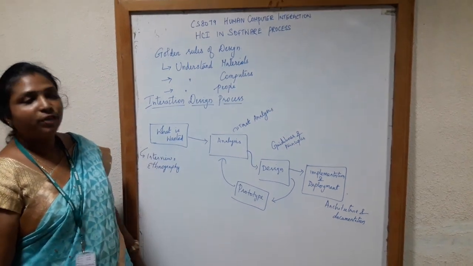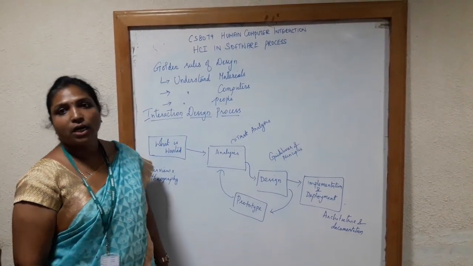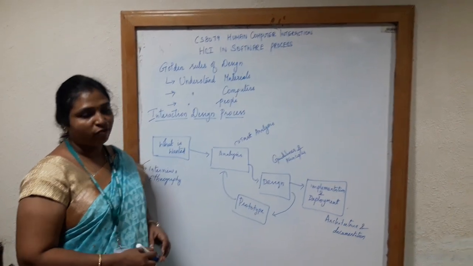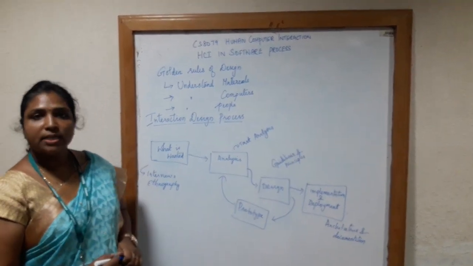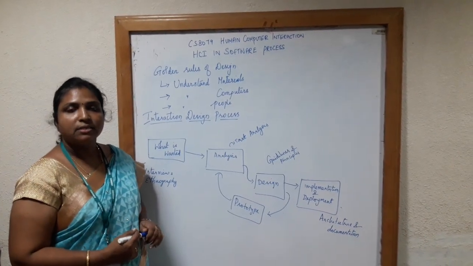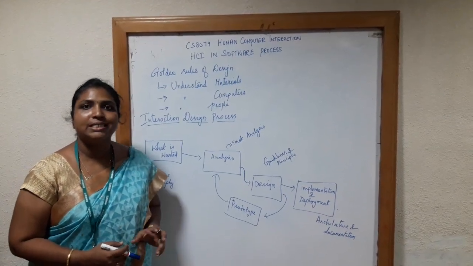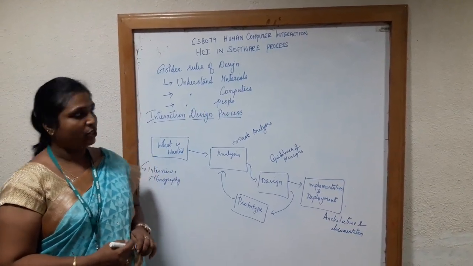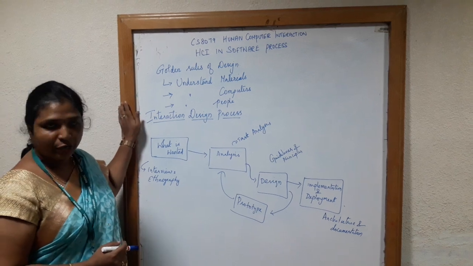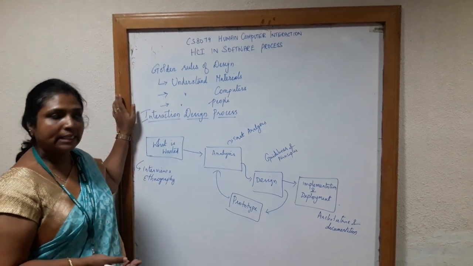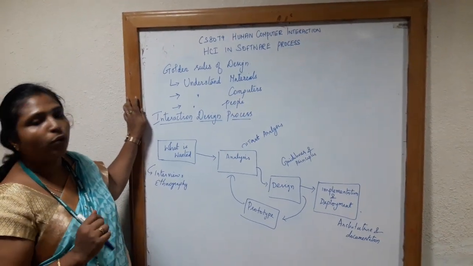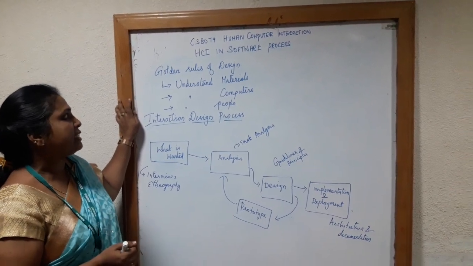Hi, in this video we are going to see about human-computer interaction in the software process. When I say human-computer interaction, it is about how humans interact with applications, so that is what we are going to focus on. When I say interaction, there are three main golden rules when you create an interface design.